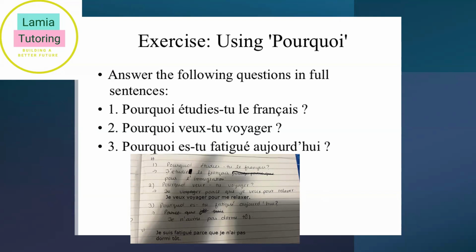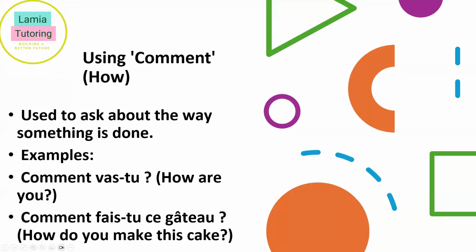Okay, good. Now we're going to go to the next one. Let me remove my annotation. Let's do it. Using comment. So it's how. Used to ask about the way something is done or how someone is. So, how are you? We say comment vas-tu? How do you make this cake? Comment fais-tu ce gâteau? Comment cuisines-tu ce gâteau?